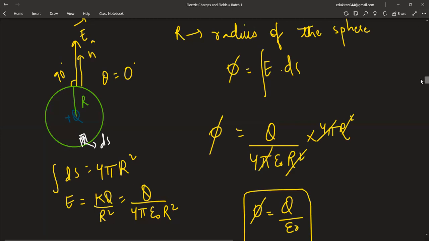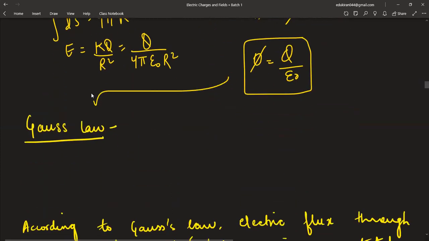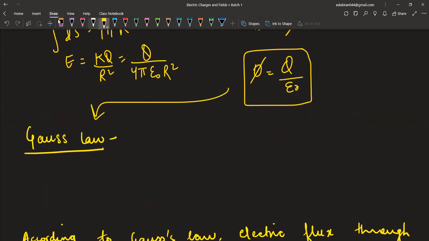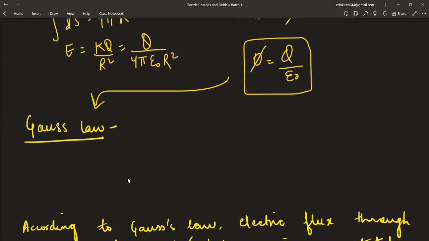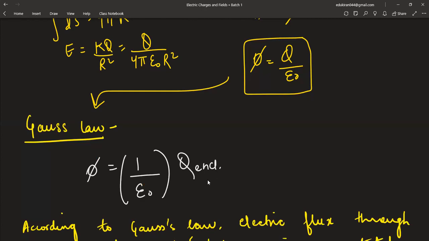Now pay attention here, class. What exactly is this? This is basically our Gauss law. Gauss law says that the electric flux which is enclosed is 1 by epsilon naught times the total charge which is enclosed. All right. This is 1 over epsilon naught times the total charge which is enclosed. This is the statement of Gauss law.